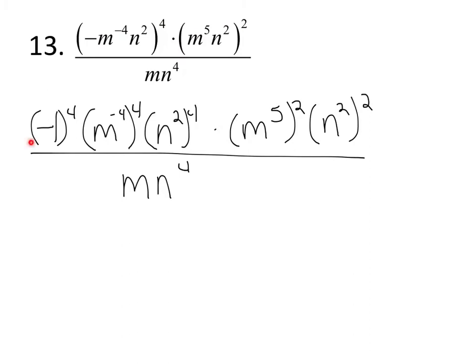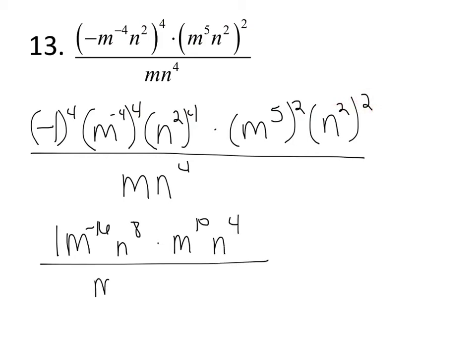Okay, we'll do it one piece at a time. Negative 1 to the 4th power is positive 1 times, if you take a power to a power, you multiply the exponents. So it's m to the negative 16th, power to a power, n to the 8th, power to a power, m to the 10th, power to a power, n to the 4th, all over mn to the 4th.